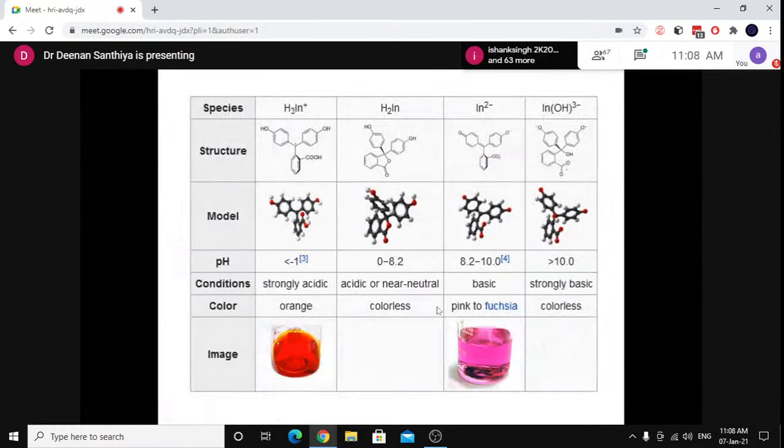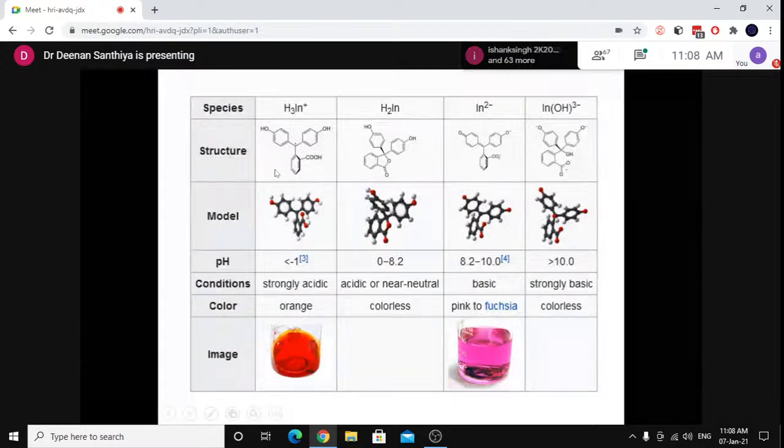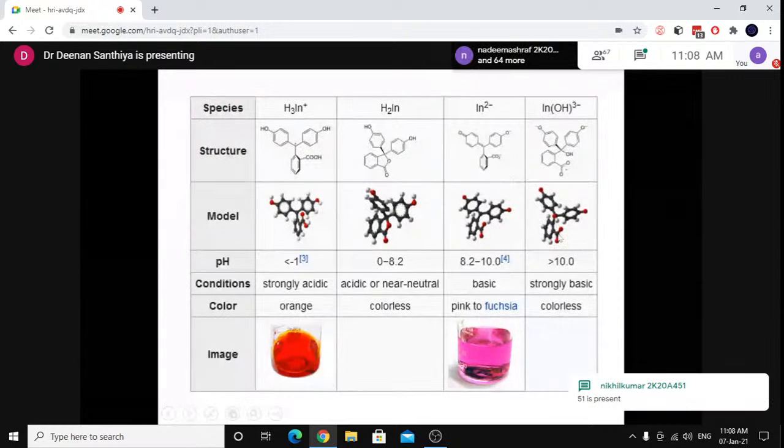Okay, so here the table shows the different structures of phenolphthalein at different pH ranges. Below pH 1, that is around 1, this is the structure. From 0 to 8.2, this is the structure, and from 8.2 to 10, this is the structure. Above 10, this is the structure.